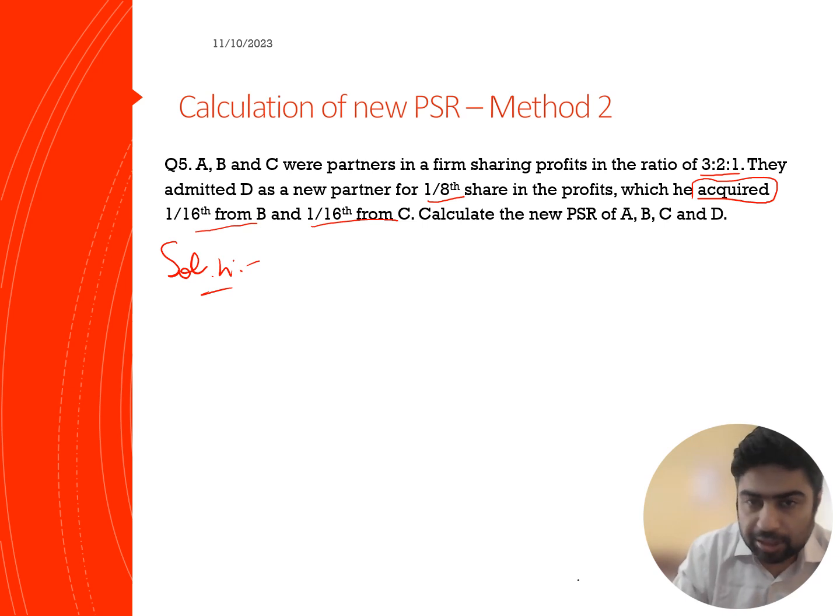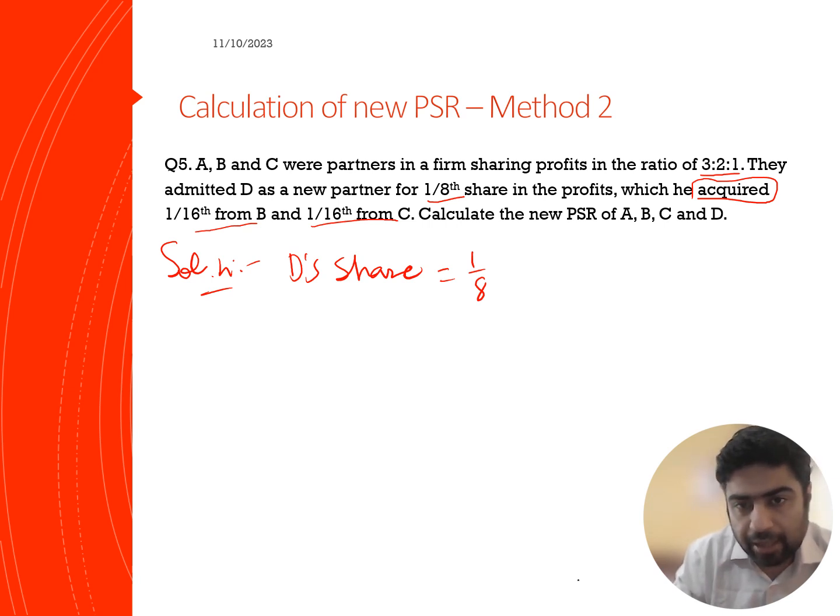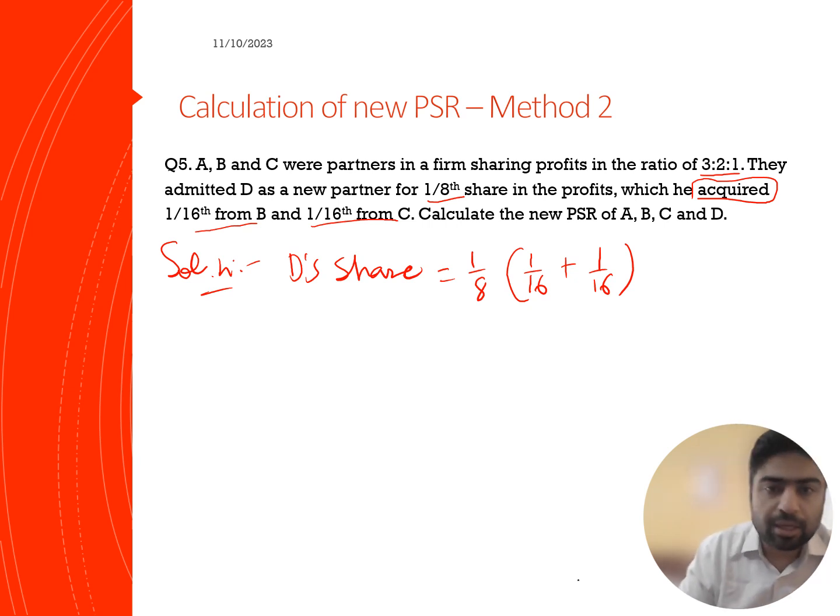Now, 1/8 is the share. We know already that D's share is 1/8. Now, if we check this 1/16 and 1/16, if we add 1/16 with 1/16, we will get 1/8 only. So that's a way to check: if I just add these two values, I will get 1/8 only. So that means what we can understand from this is that D has acquired 1/8 share from B and C equally, right? And D has acquired nothing from A, so we don't need to worry about A. A has not sacrificed anything.